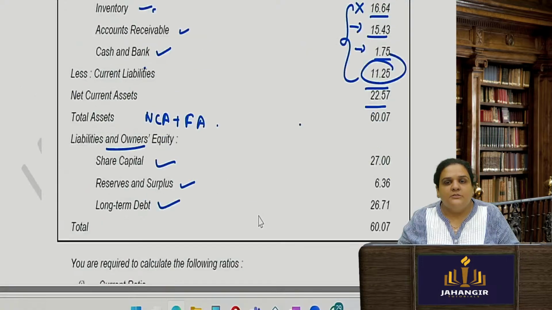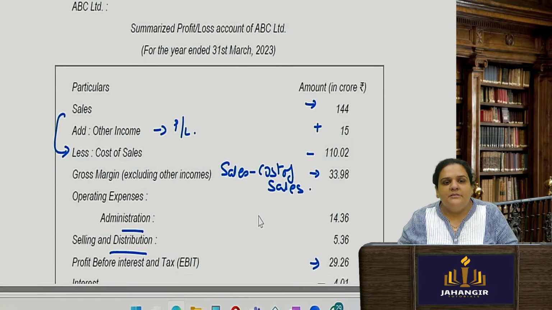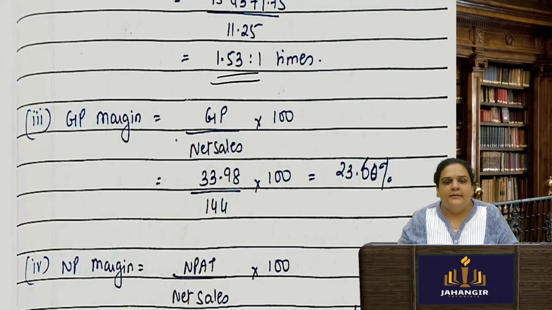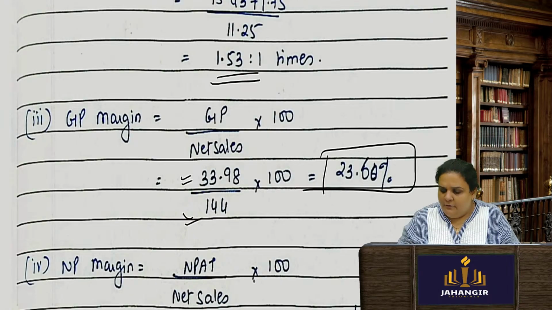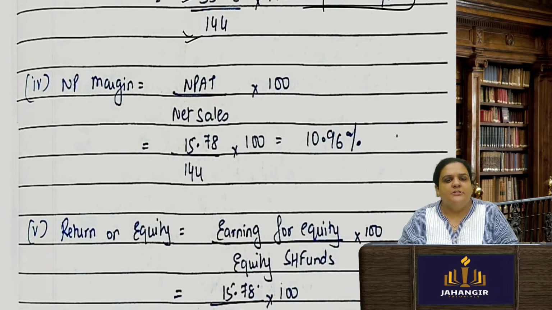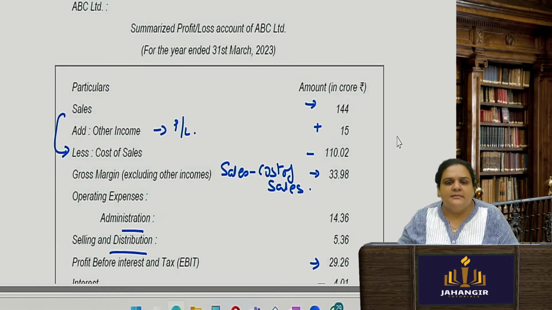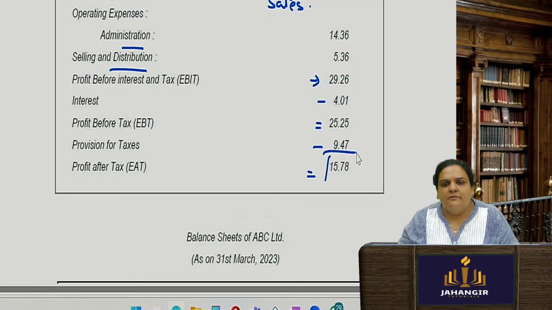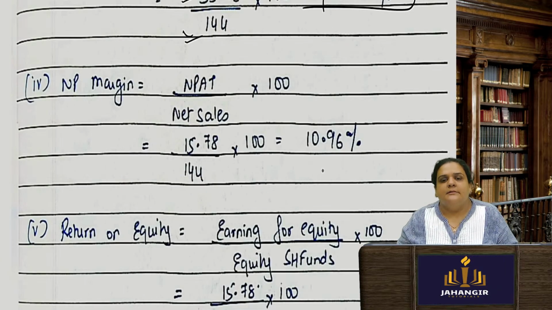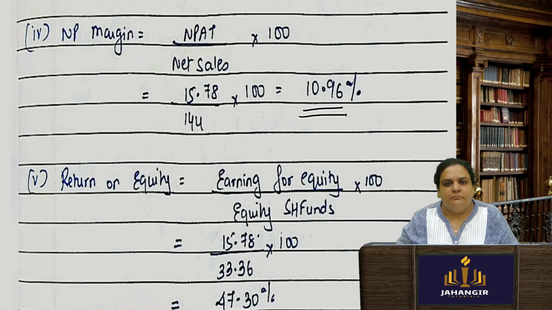Then what do they want? Gross profit margin ratio. How much is the gross profit? 33.98, given. Net sales given. Margin you can just find out. 33.98 divided by 144, as a percentage, is approximately 23.60. Net profit margin is net profit after tax divided by net sales. Net profit after tax is also given to me. 15.78 divided by 144 gives 10.96%. You didn't have to make even the income statement.